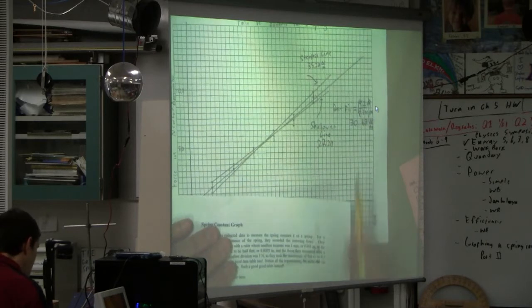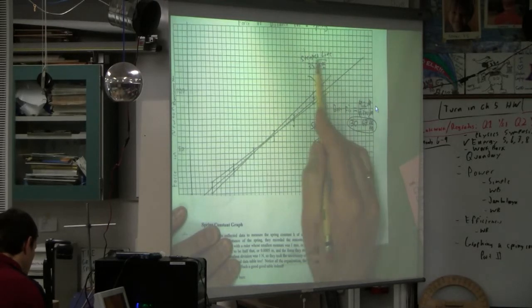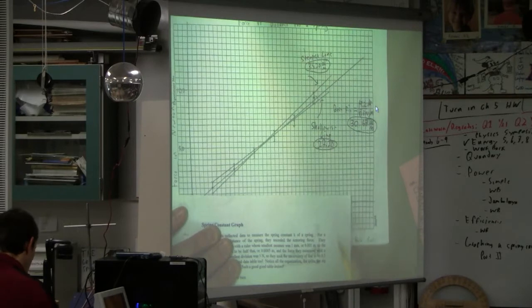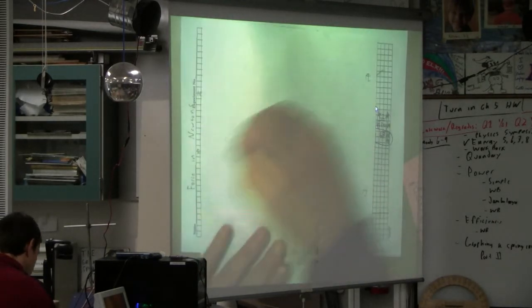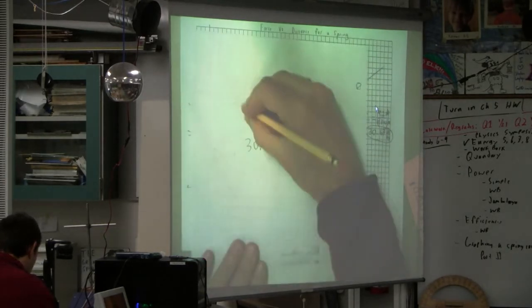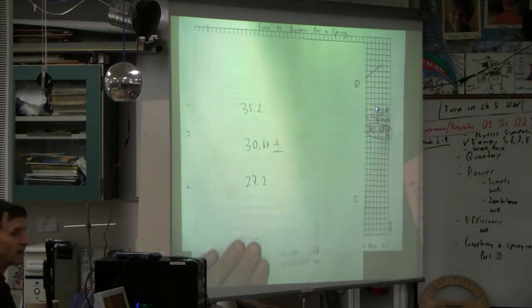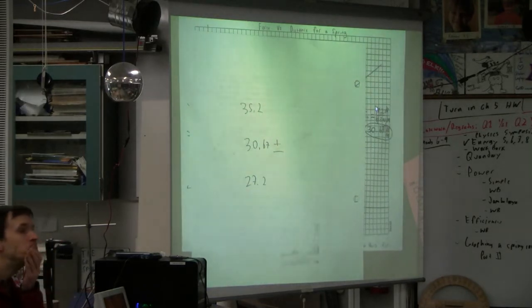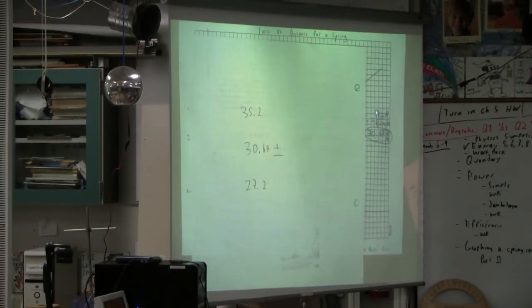So the spring constant, we think it's 30.67, but we know that it lies between these two values. It could be as high as 35.2, as low as 27.2. What is it plus or minus then? How do we do the plus or minus? Do we just go high minus low over 2? Yeah? Just high minus low over 2, right?